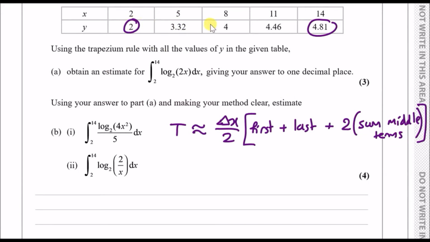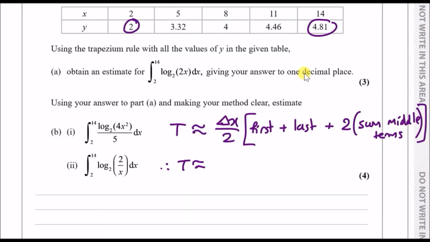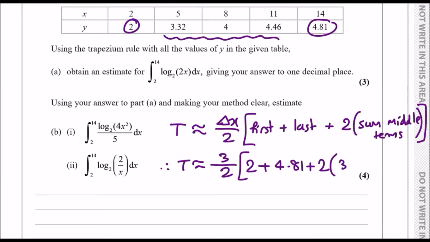So essentially, guys, we're just going to pop in all these values here. By the trapezium rule, the change in x is pretty much the gap between each x value. And as we can see, it's going up in more or less 3s every time. So the change in x is just 3, and then it's over 2 times the first term, which is 2 for y, plus the last y term, 4.81, plus 2 times everything in between. And by between, we're talking about these values here. So it's going to be 3.32 plus 4 plus 4.46. Okay. And then we just put that all in the calculator.